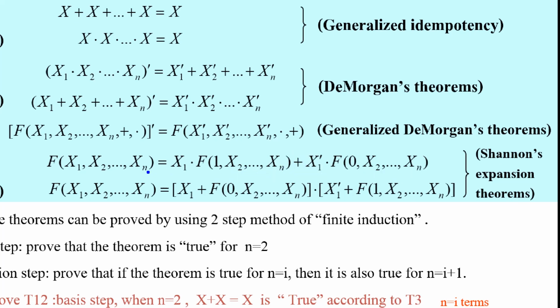To prove this one is very easy, right? We just consider, for example, when x1 is 1, the x1 prime term becomes 0. So it's 1 and the function where x1 is 1. So it's the same, right? And when x1 is 0, then 0 prime becomes 1, so the first term is 0. This term is 1 and the function where x1 is 0. So it's the same.